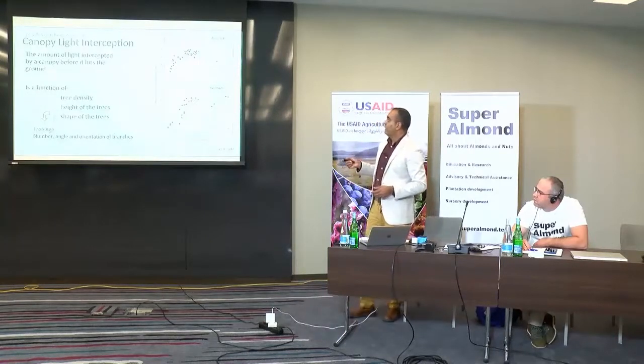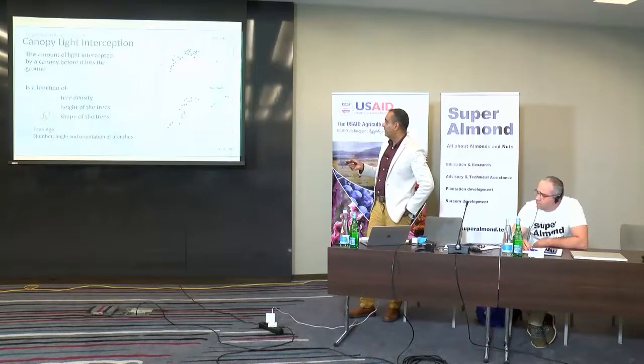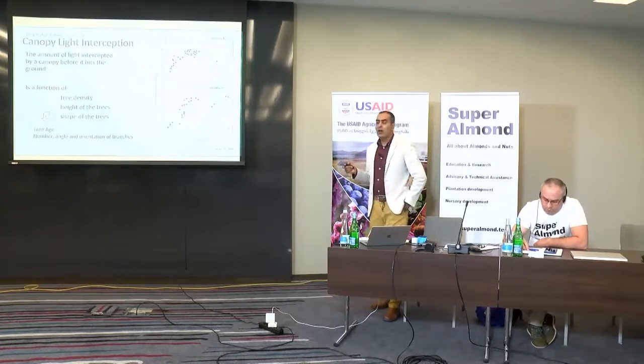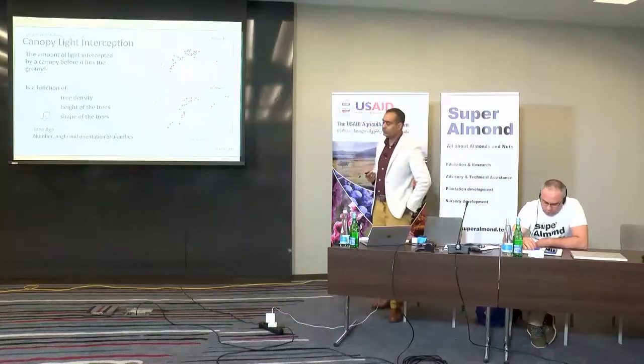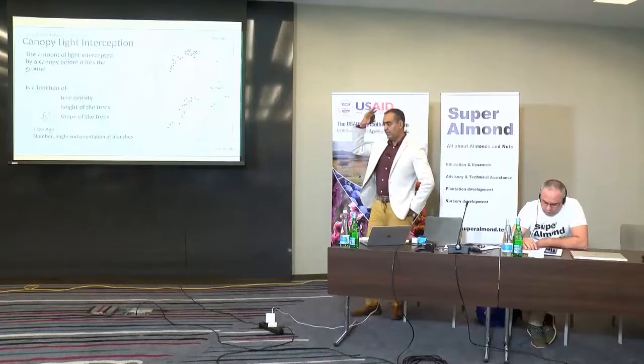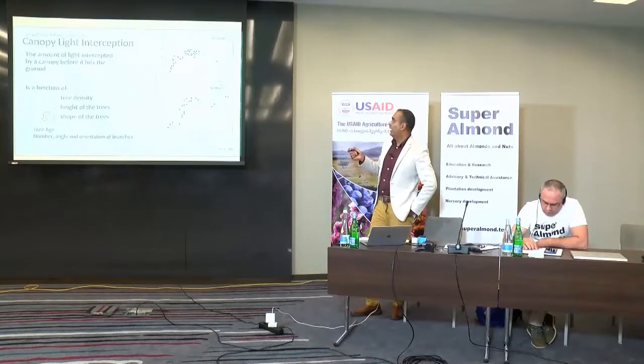Okay. So these are the graphs, one for almonds and another for walnuts. This is the orchard age in years. And just look at the almonds. And this is the midday PAR interception. So how much light the trees intercept at midday when the sun is up above on the top. So it really increases exponentially with tree age.